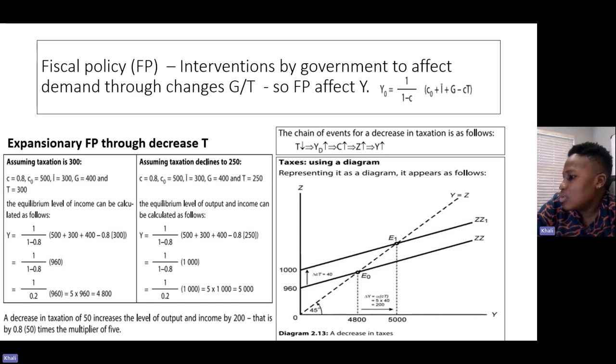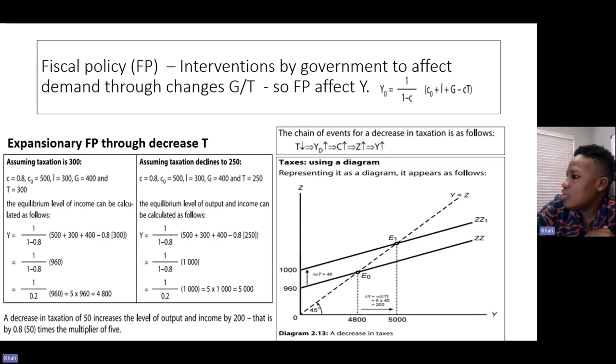So in this case, you will see that we are talking of a decrease in taxes. So we expect an increase in the level of output. And you can see autonomous spending is 960 in our first example, and it's 1,000 in our second example. And that has resulted in an increase in equilibrium level of output.